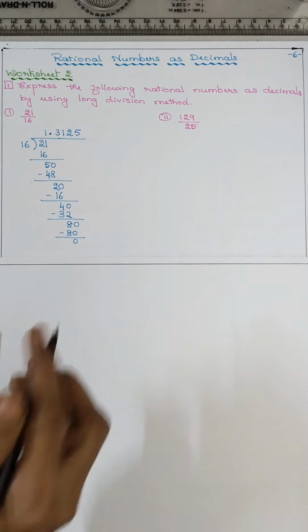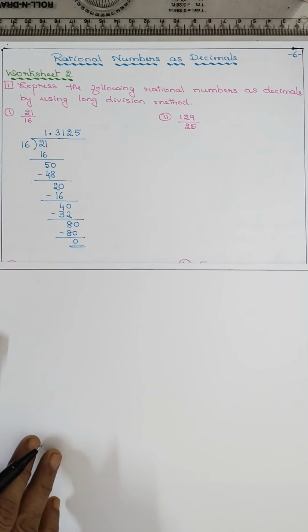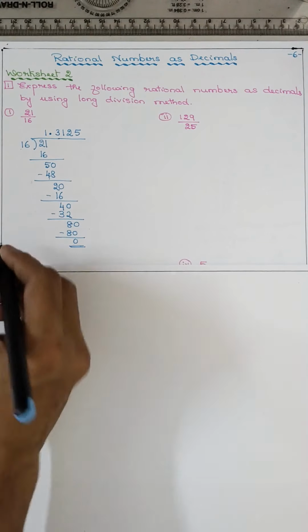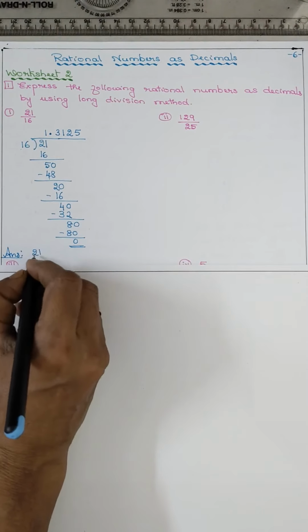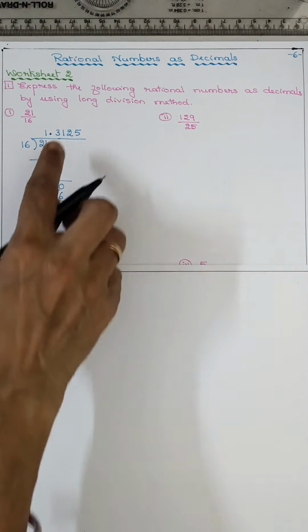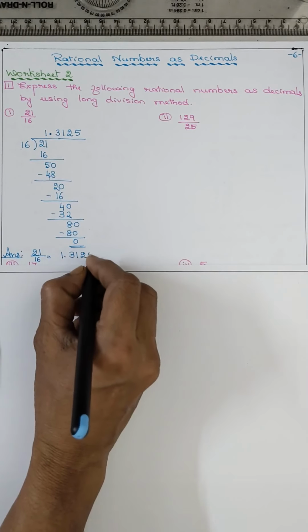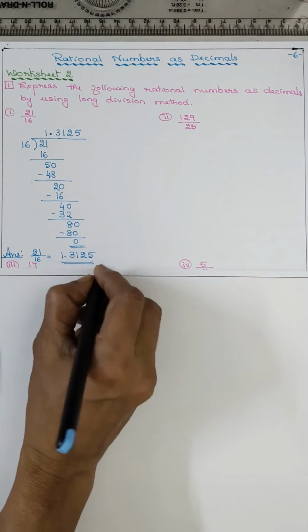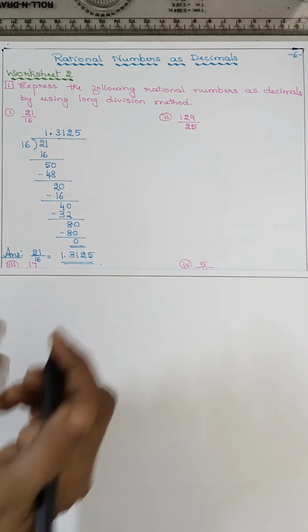If you know the tables of big numbers also, then it is easy for a long division. So answer, it is 21 by 16 is equal to 1.3125. This is by long division. Now coming to 129 upon 25.